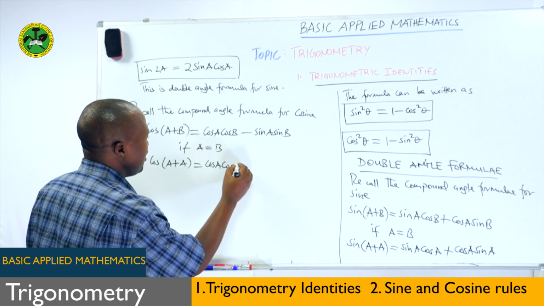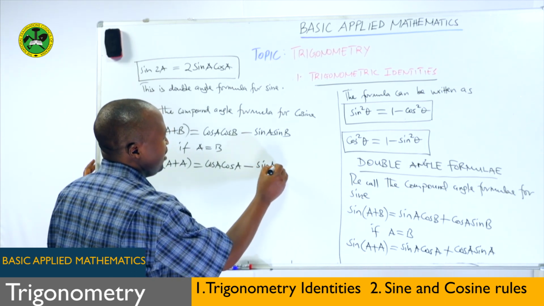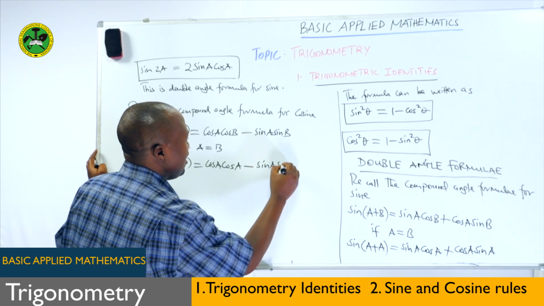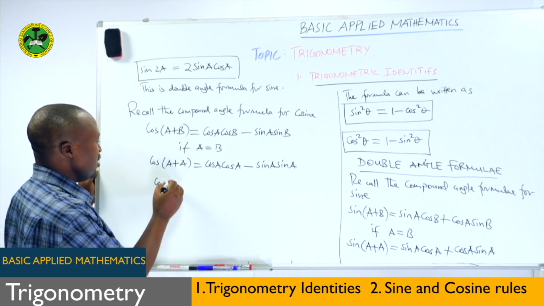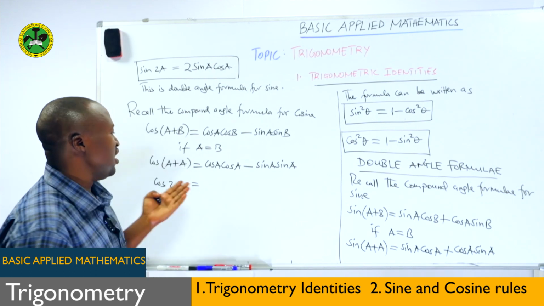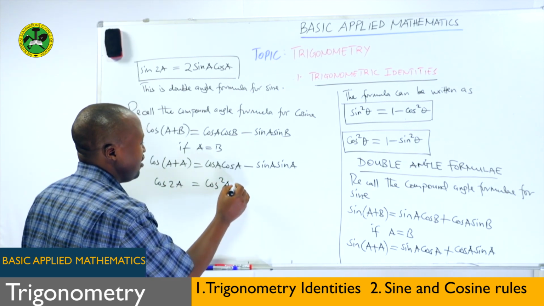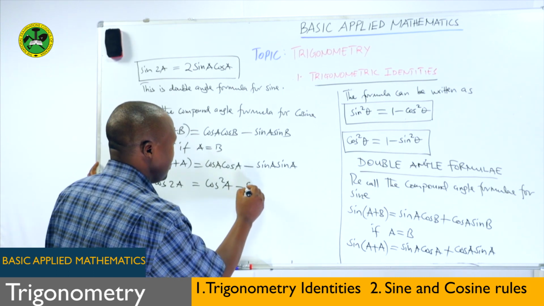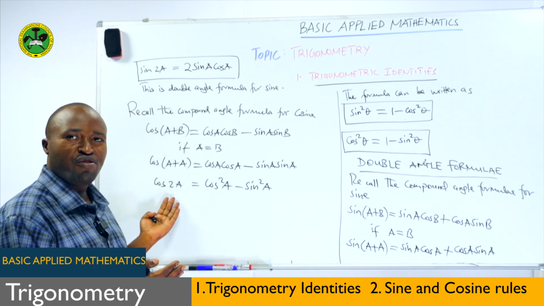So here we have cos A minus sine A followed by sine B, but remember B is equal to A, so that is sine A. My dear student, this will be equal to cos 2A, because A plus A is 2A, which is equal to cos A times cos A, that will be cos squared A, minus sine A times sine A, that will be sine squared A. So my dear student, this is another identity formula we call the double angle formula for cosine.